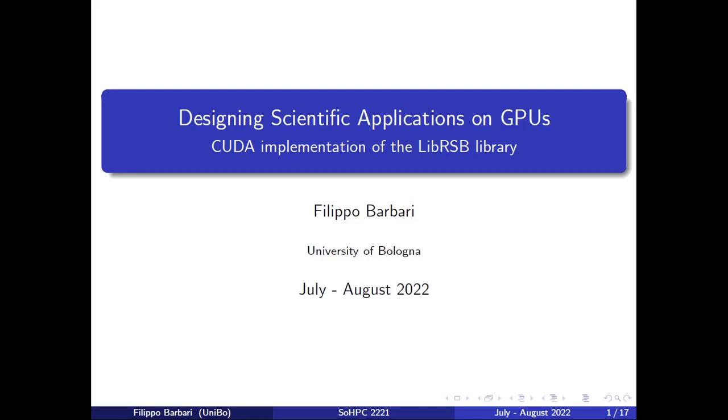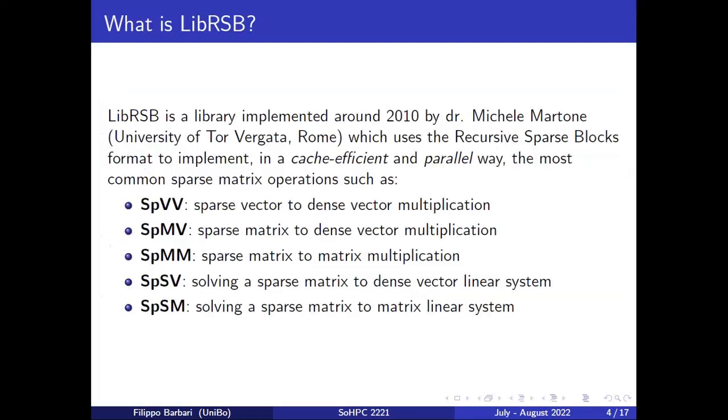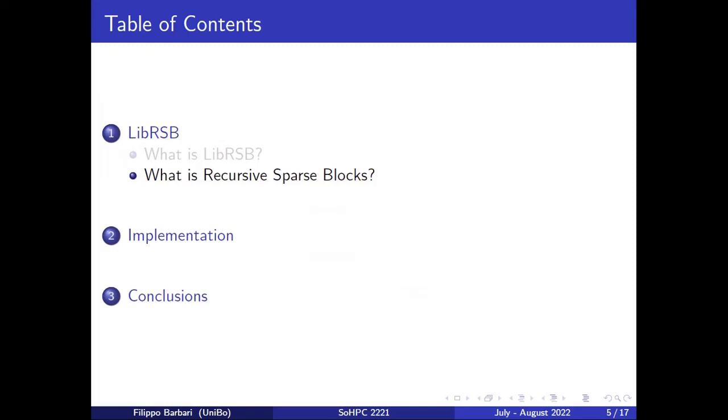My project consisted of the CUDA implementation of the libRSB library. The libRSB library was implemented around 2010 by Dr. Michele Martone of the University of Rome, who invented and implemented this recursive sparse blocks format, a cache-efficient and parallel algorithm to perform the most common sparse matrix operations. For example, here we have the SPMV, which is a multiplication between a sparse matrix and a dense vector. Let's go into the details.